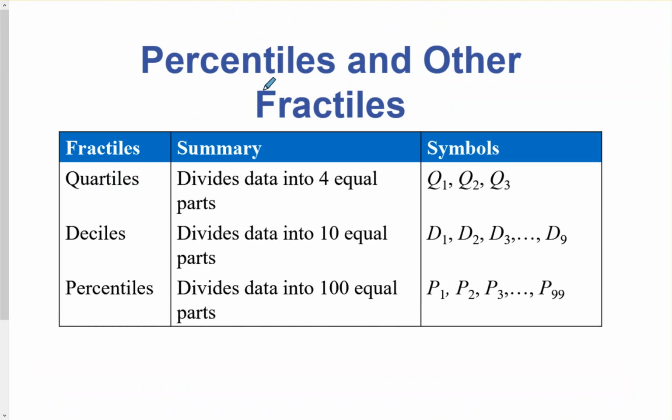Okay, percentiles and other fractiles. So quartiles divide data into 4 equal parts. Deciles divide data into 10 equal parts. Percentiles divide data into 100 equal parts. Okay, and our symbols: quartiles go by Q's, deciles go by D's, D1 to D9, and then percentiles go by P's, P1 to P99.